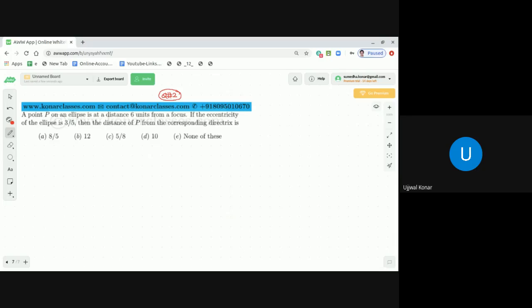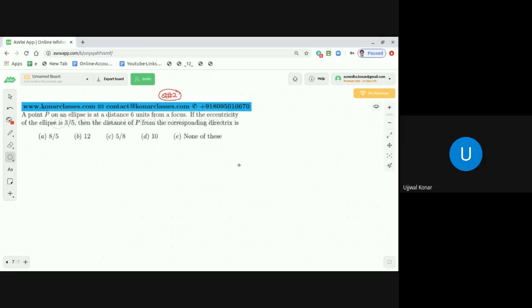This question is based on a very fundamental understanding of ellipse. If you have your basic understanding clear or not, that is what is actually being judged by this question. So dear students, let us make a visual representation of this problem. It will be something like this, dear students.